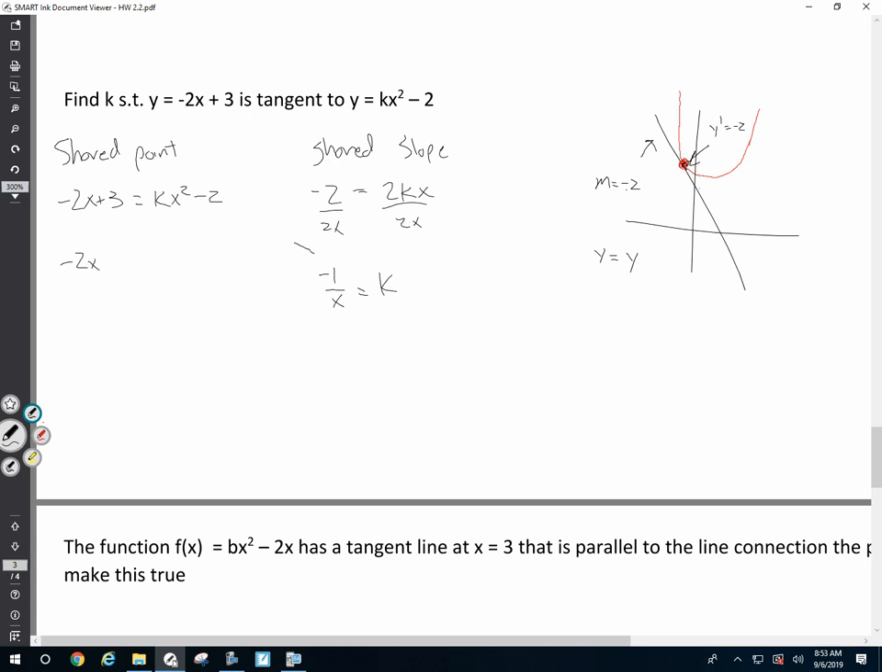Let me just show that carefully. So I get negative 2x plus 3 equals negative 1 over x, times x squared, minus 2. This simplifies to be negative x. The x squared divided by the x cancels one of the x's. This is an equation I can solve. So, I don't know, add 2x, add 2, I get 5 is equal to x. Okay, that's what x is. What's k? K equals negative 1/5.